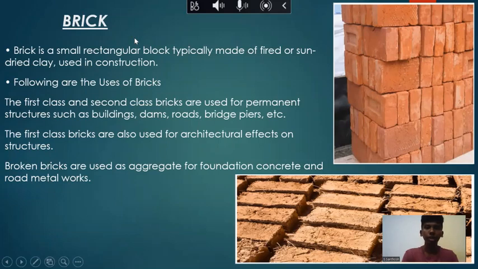So brick is a small rectangular block typically made of fired or sun-dried clay used in construction. So this is the clay that is fired or sun-dried, and following are the uses of the bricks. The first class and second class bricks are used for permanent structures such as buildings, dams, roads, bridges, etc. The first class bricks are also used for architectural effects on structures.